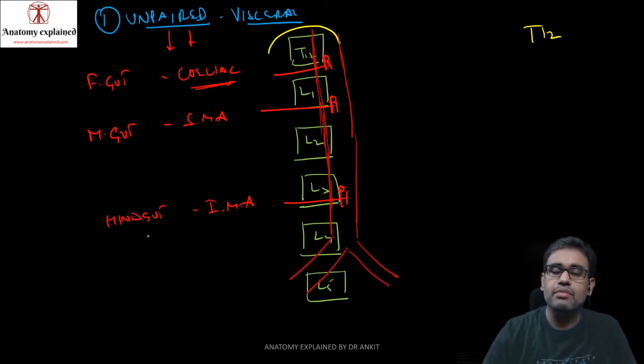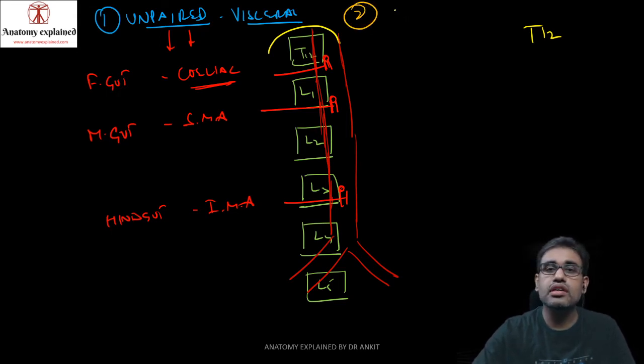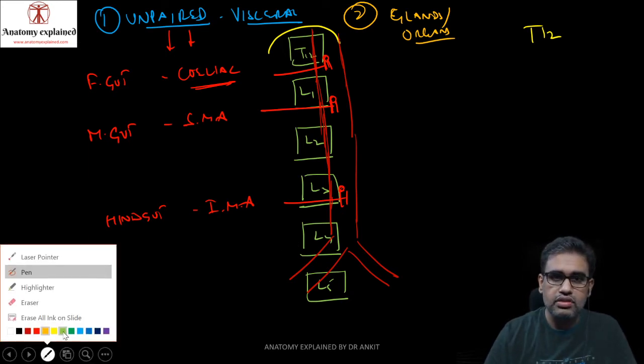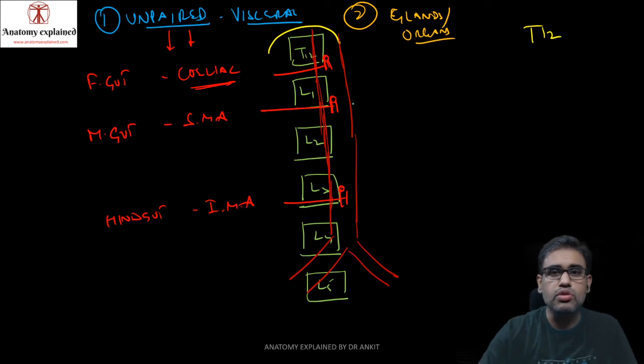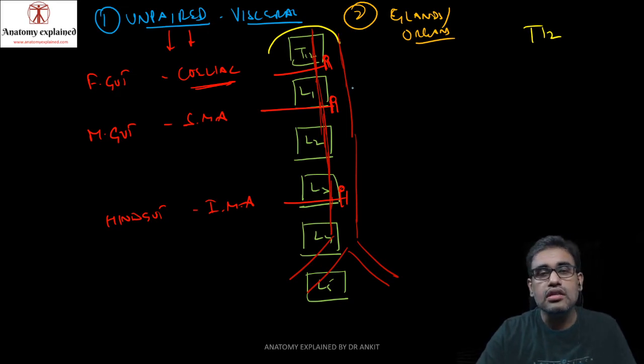Now we go from these unpaired branches to the branches going to our glands and organs. What are those glands and organs? We have the kidneys, the adrenals, and the gonads. The arteries coming from here, let us make them with this blue color just to avoid confusion. Around the level of the SMA, at the lower part of L1, arises the middle adrenal or middle suprarenal artery. These will be paired now.